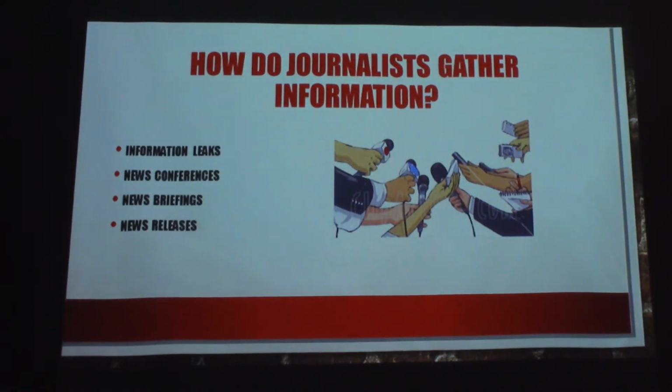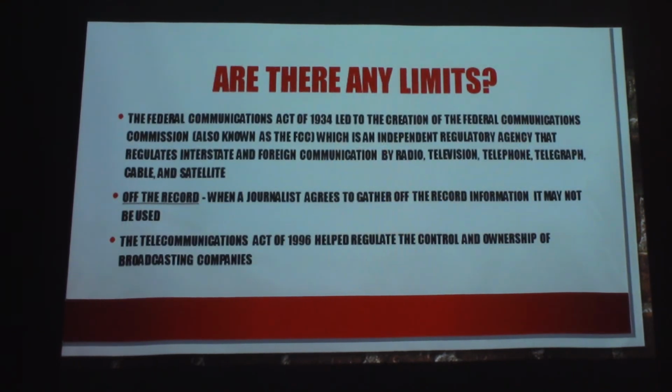How do journalists gather information? Information links, news conferences, news briefings, and news releases. Are there any limits? The Federal Communications Act of 1934 led to the creation of the FCC, which is an independent regulatory agency that regulates interstate and foreign communication by radio, television, telephone, telegraph, cable, and satellite. Off the record means that when a journalist agrees to gather off-the-record information, it may not be used. The Telecommunications Act of 1996 helped regulate the control and ownership of broadcasting companies.